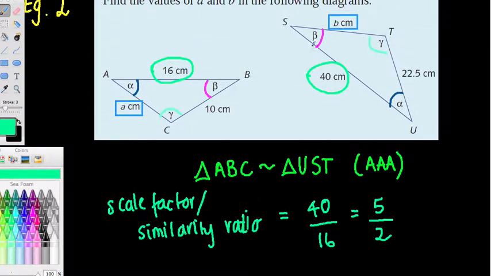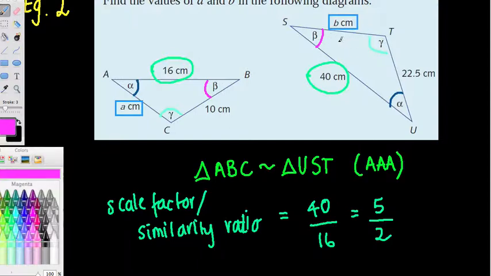What I'm going to do is find B first. B, I think, is a little easier to find because once we've got our similarity ratio, we can take one of the side lengths from here, whatever corresponding side length we need, and multiply it by the similarity ratio, the scale factor. So if I want to find B, let's have a look. What corresponds to B in this triangle here?